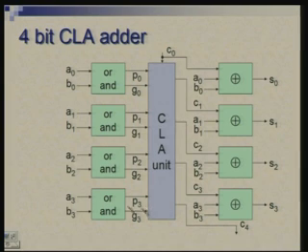So, can you figure out what is the maximum delay? See, the first stage delay is 1 unit. There is either one AND gate or OR gate, single level. This second stage has 2 levels.